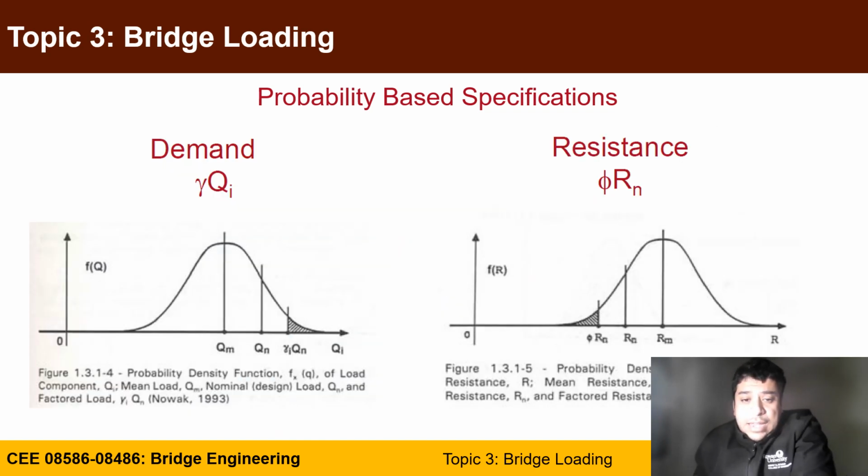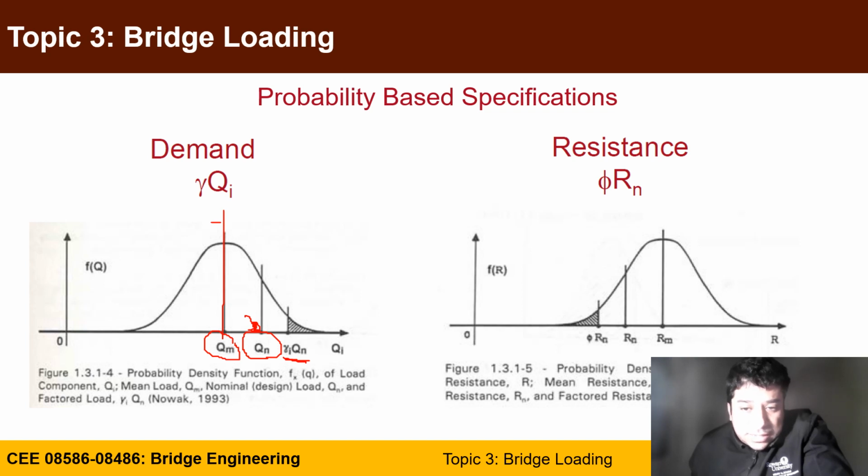So the left side will show the demand, right? You will have your mean value of loading, and you will have your nominal value of loading, which is what you desire, and you have gamma times the desired value. So you desire for this loading to happen, and you magnify it by a factor gamma, and it may happen in a mean in a distribution different than what you expected. It may actually be perfectly on top of each other.